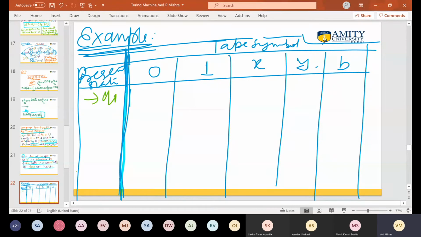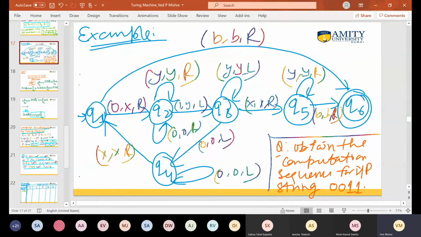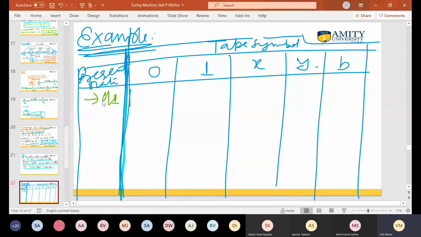So initial state was Q1, or not? Q1 with 0 input. What are you getting? X R Q2. So what will you write here? X R Q2. Then Q2 with 0 input.